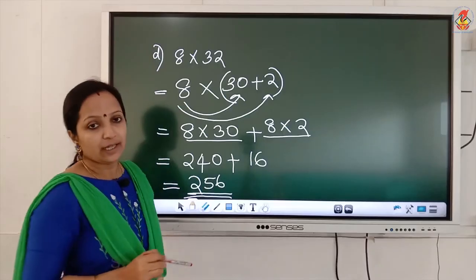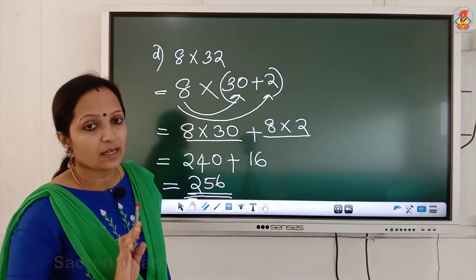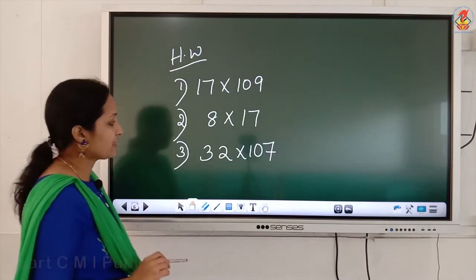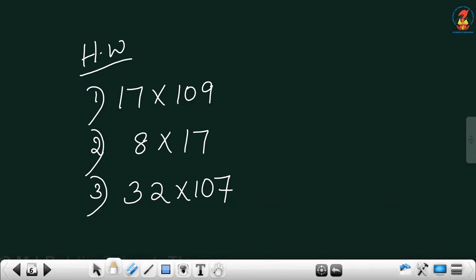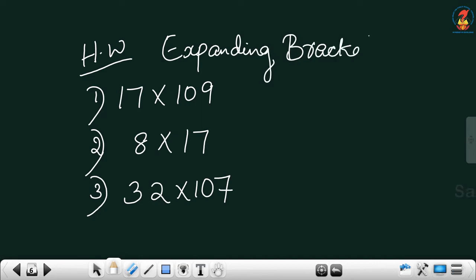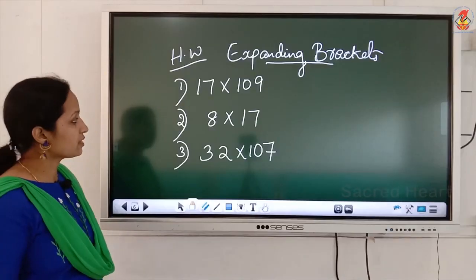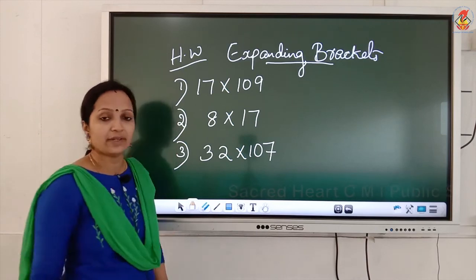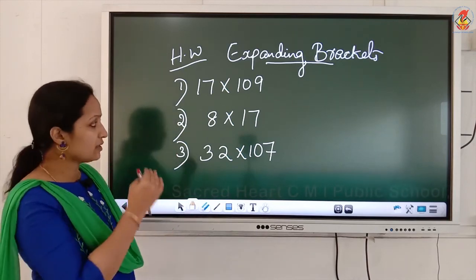Now the method is clear. This is the expanding brackets problem. Okay. Now you mark the homework questions and try to do these questions. It will be more clear by using expanding brackets. Expanding brackets homework questions, mark it. Any number you can expand, either 32 or 107. Any number you expand, and just try to do it.